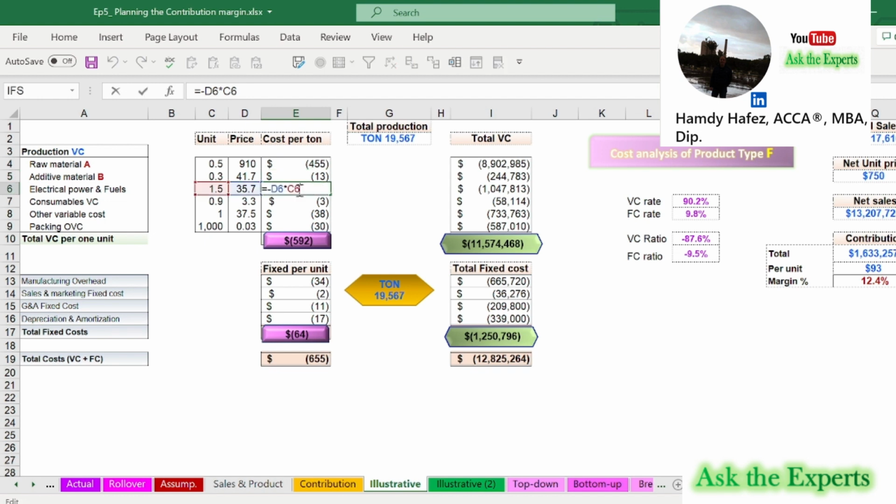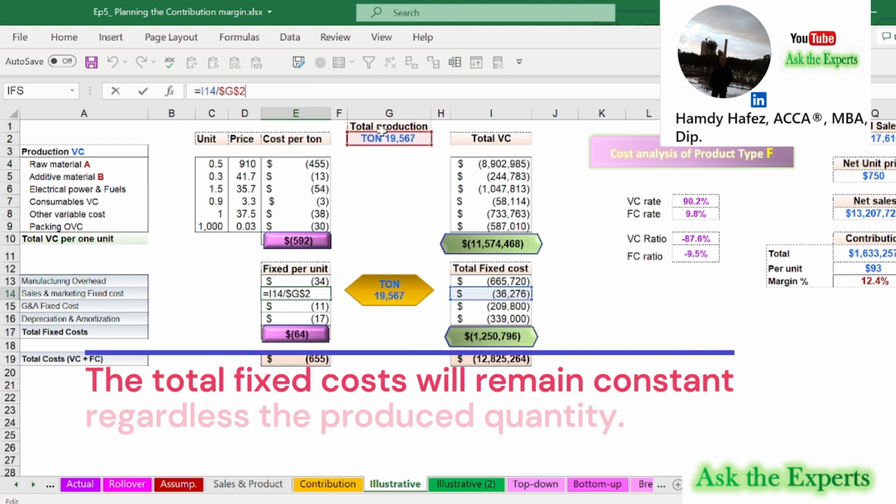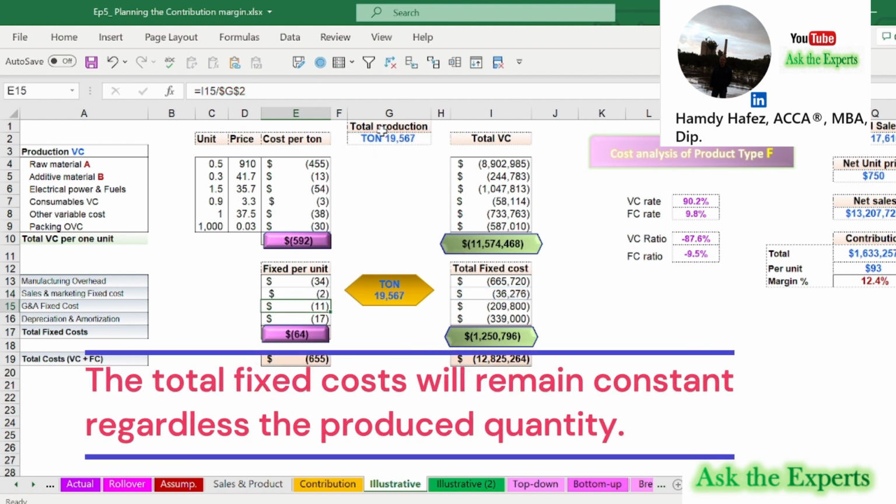And so on. As you see, by multiplying each unit of measurement by its unit price, we'll get the cost per ton. In other words, the cost per one production unit. On the other hand, we have the following monthly fixed costs. But take care, the total fixed costs will remain constant regardless of the produced quantity. For example, total monthly salaries and depreciation are fixed regardless of whether you have produced or not.